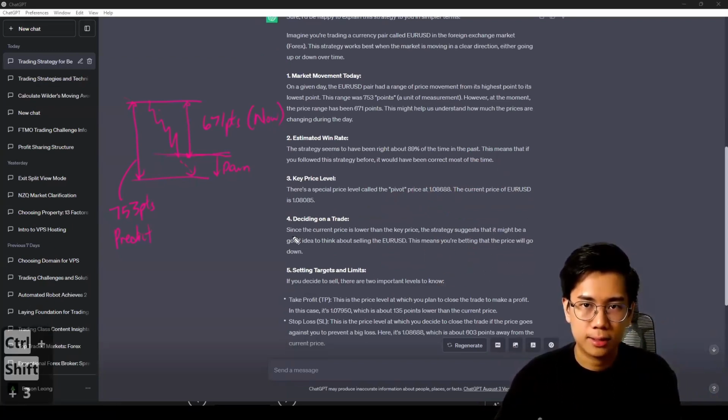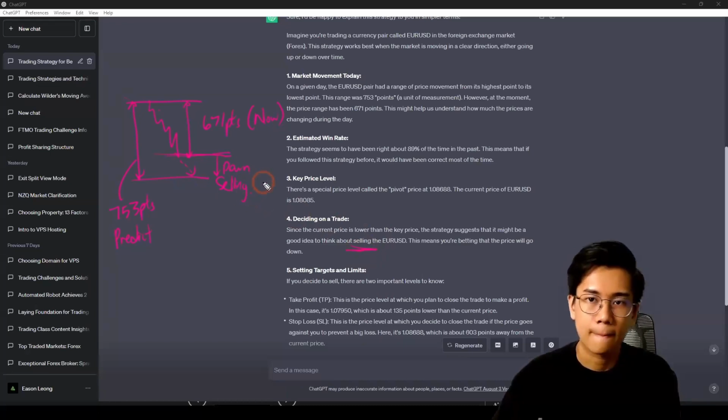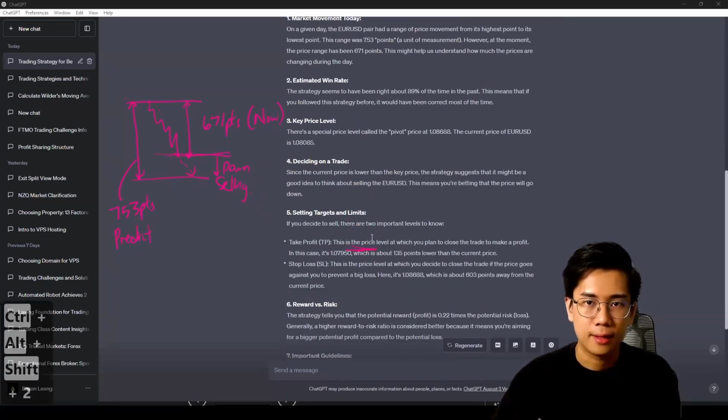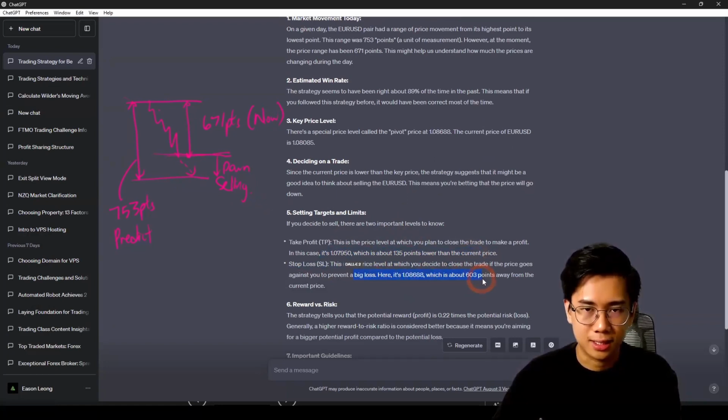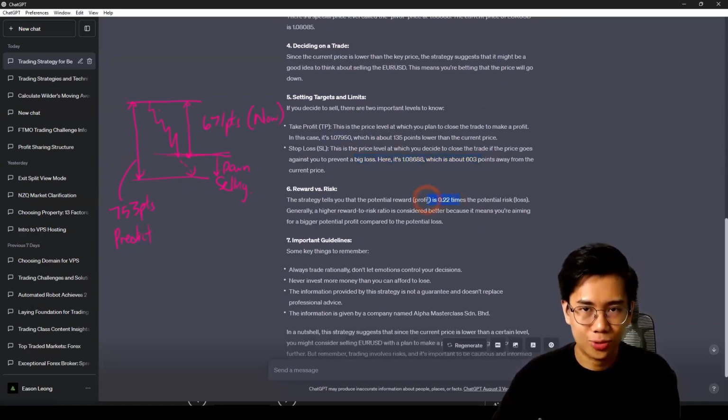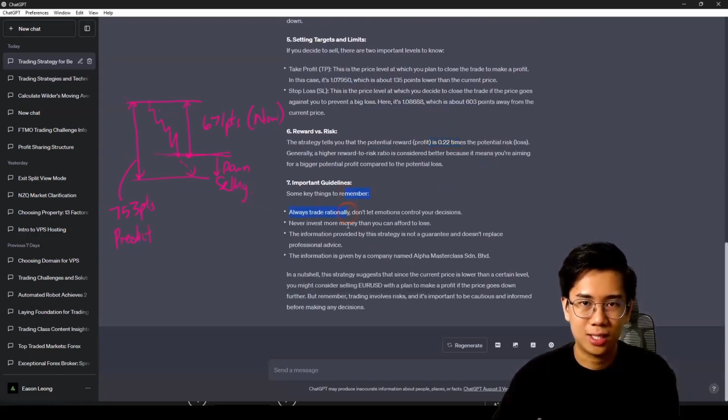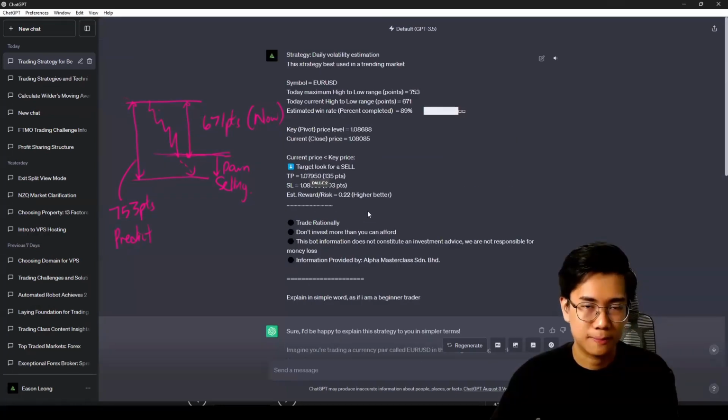And your decision is that since the current price is lower than the reference, it's thinking about selling the Euro USD. Other than that, it tells you that you have a take profit of this one and then a stop loss of this. Your risk reward is 0.22 and then it gives trading guidance, right? Of course, don't trade with emotion, trade with reasonable risk management.